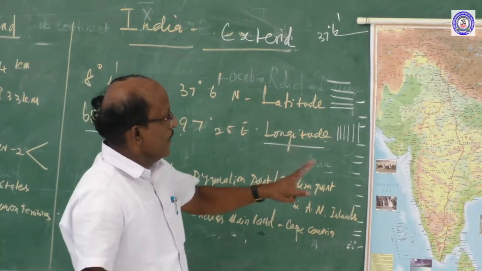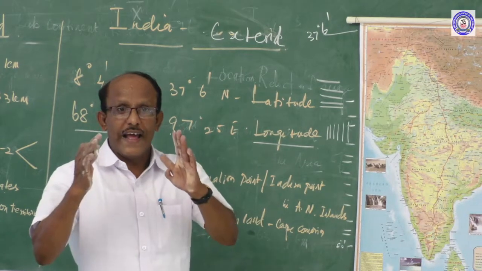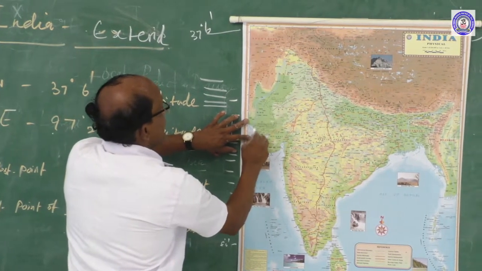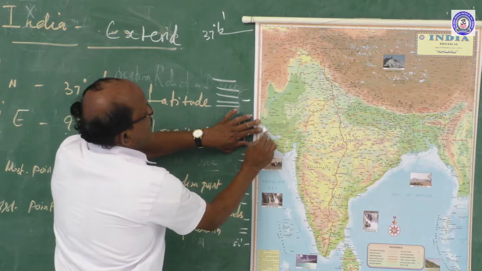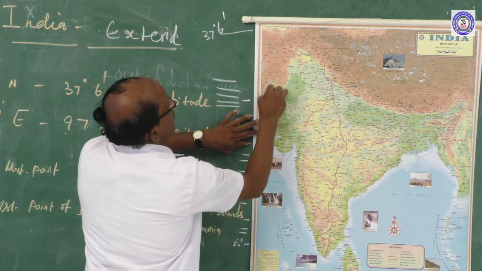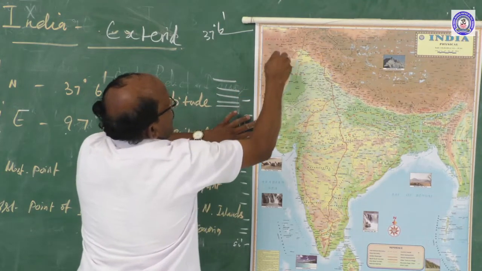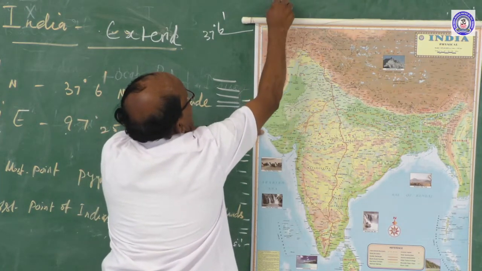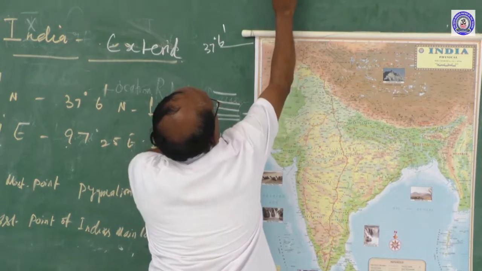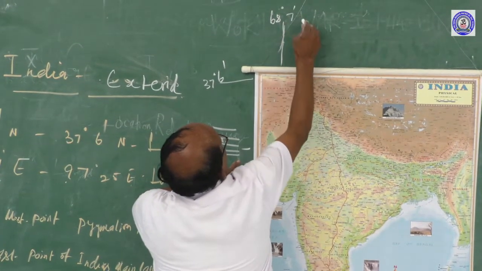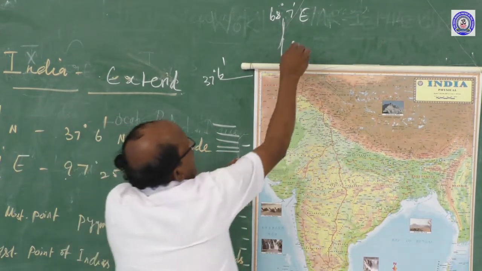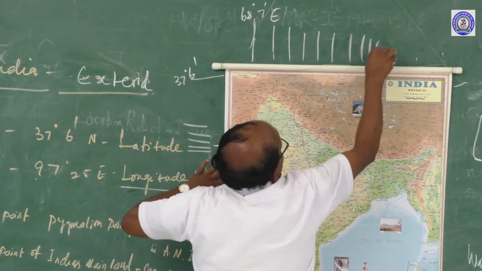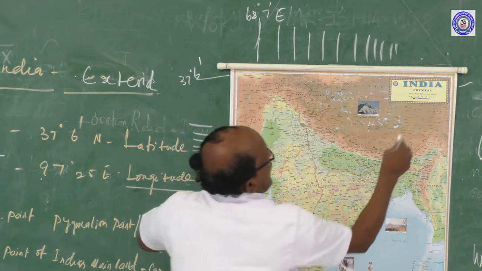See here, where do we have to start? The land part starts here on the west side, exactly here, the western part of Gujarat. It goes by touching Gujarat and here it comes down. That is 68 degree 7 minutes east. Away it goes to the east side: 68, 69, 70, 71, 72, 73, 74, up to 80. It goes up to 97 degree.